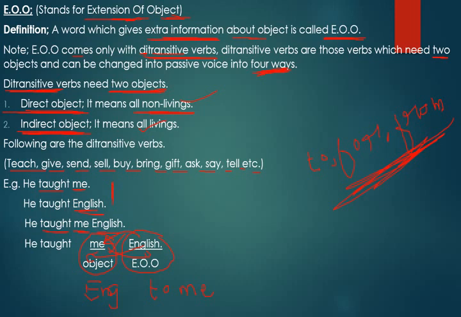So that is known as a ditransitive verb, which is having two objects. One is the object itself and the second one is also affected. So that's why we call it EOO, extension of object.